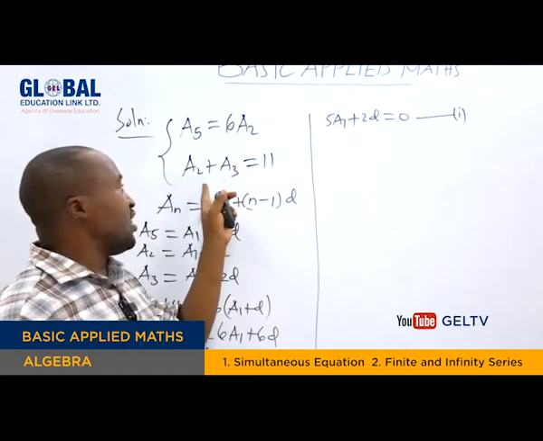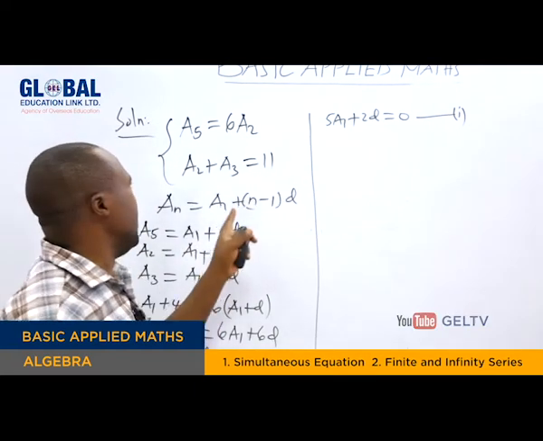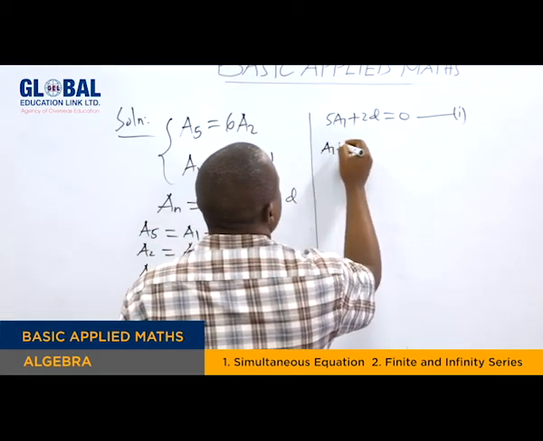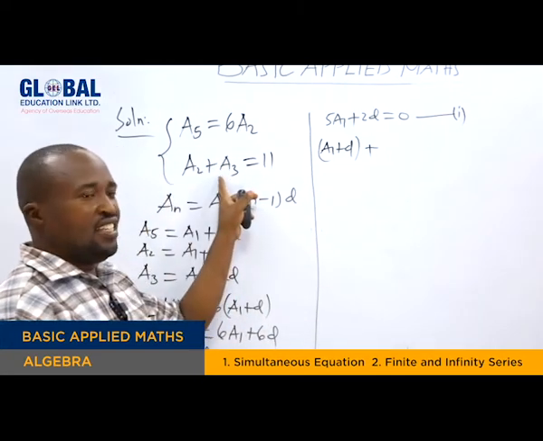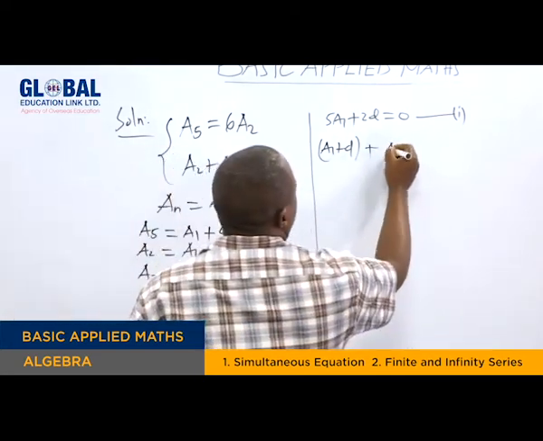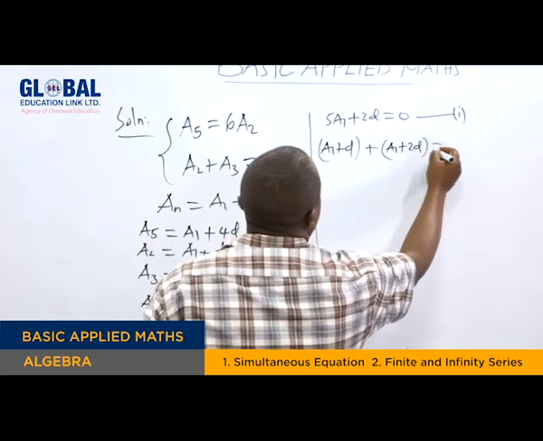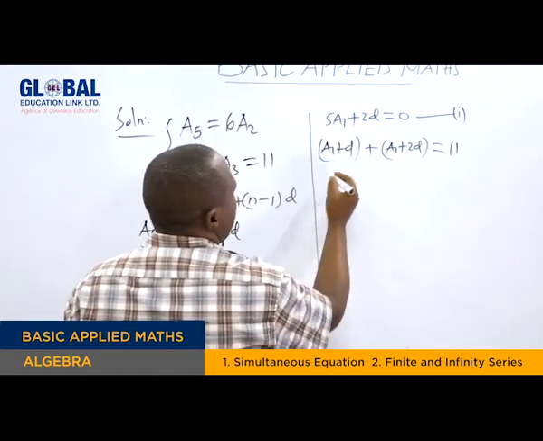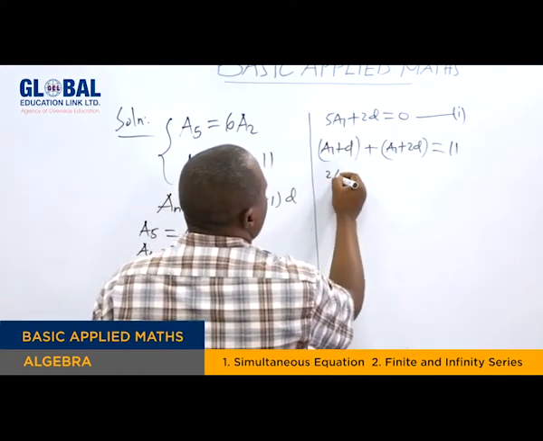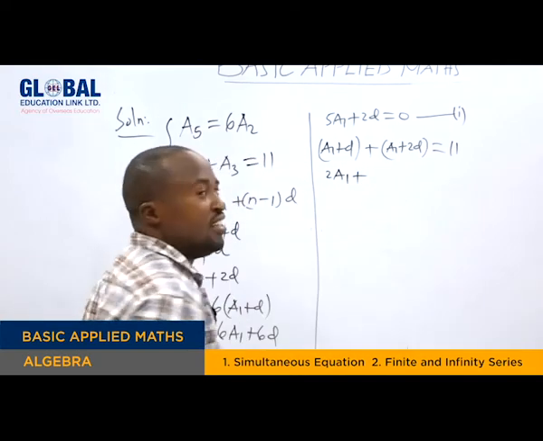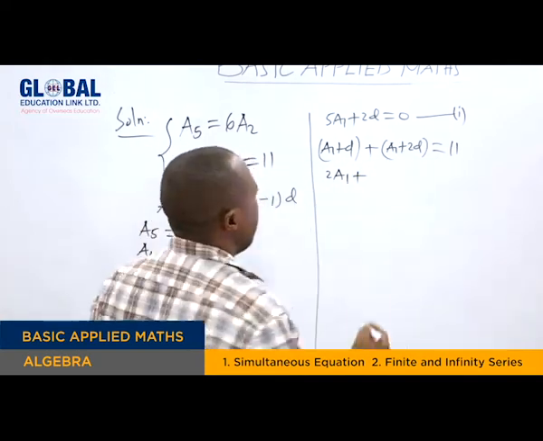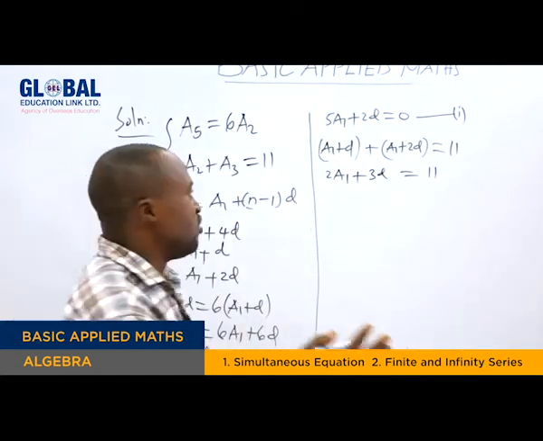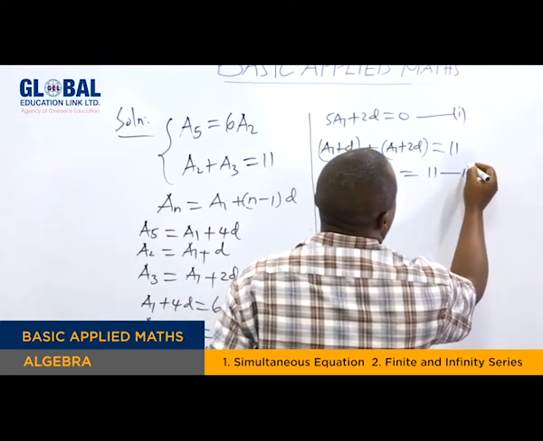But again, with another item here, a2 plus a3 is equal to 11. Remember, a2 is equal to a1 plus d, then plus a3. Our a3 is a1 plus 2d. Again, this is equal to 11. So we have a1 plus a1, that is 2a1, plus, remember we have d plus 2d, that is 3d. So this is equal to 11.